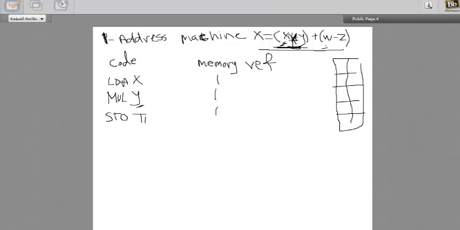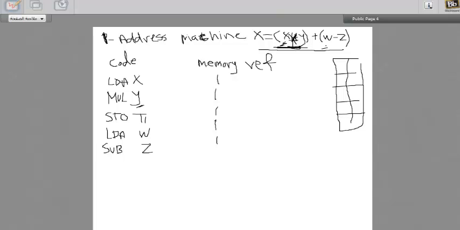Right? Now we go to the next part where we need to load the value of W. So we need to load the value of W. Again, we need to access the memory once to have the value of W. Now we need to subtract Z from W. So we go sub Z, right? And again, we need to access the memory once to get the value of Z.